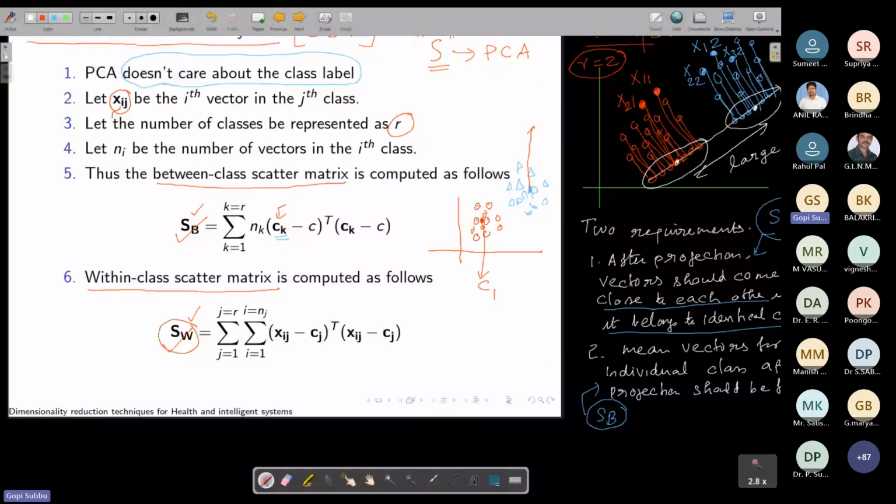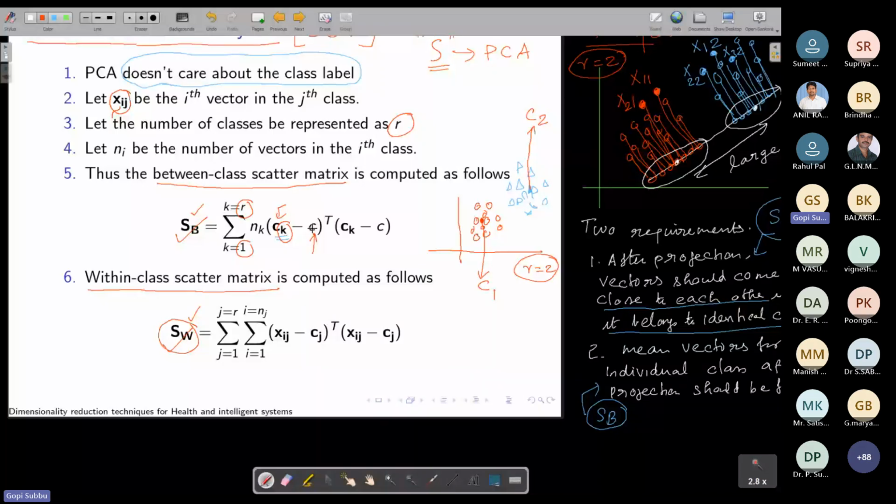Here we have K, and K ranges from 1 to R. In this example, R is 2, so K equals 1 or 2. C1 and C2 are these means here. Then what is C? C is the average of this C1 and C2.